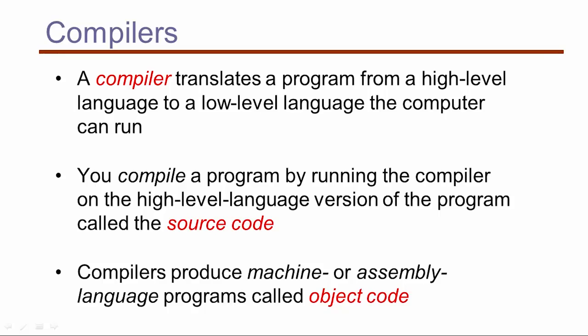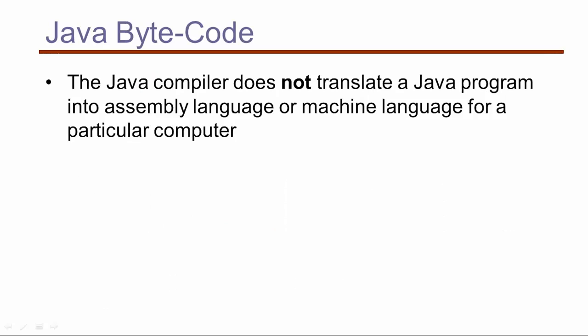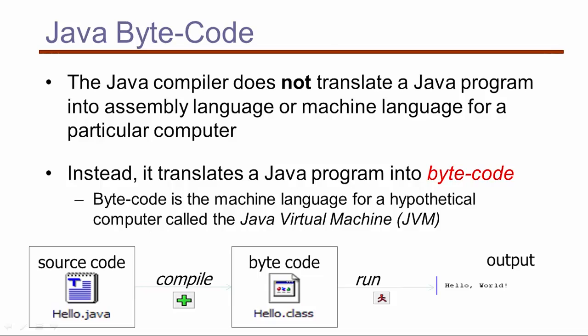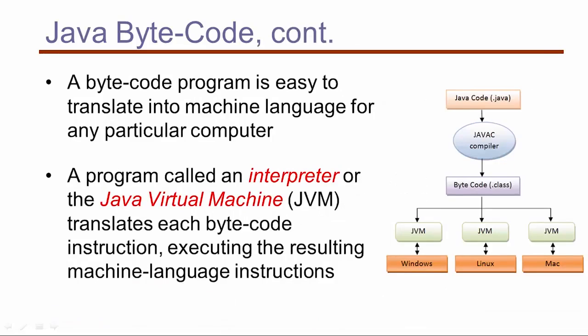Now Java is a bit different in that its compiler does not produce object code that only runs on a particular computer. Instead, the Java compiler produces what is known as a bytecode, which is object code for a hypothetical computer, or what we call a virtual machine. This bytecode is a low-level code that can run on any computer that has a piece of software known as the Java Virtual Machine, or JVM. This allows the same bytecode to be executed on any computer regardless of what operating system it is running.